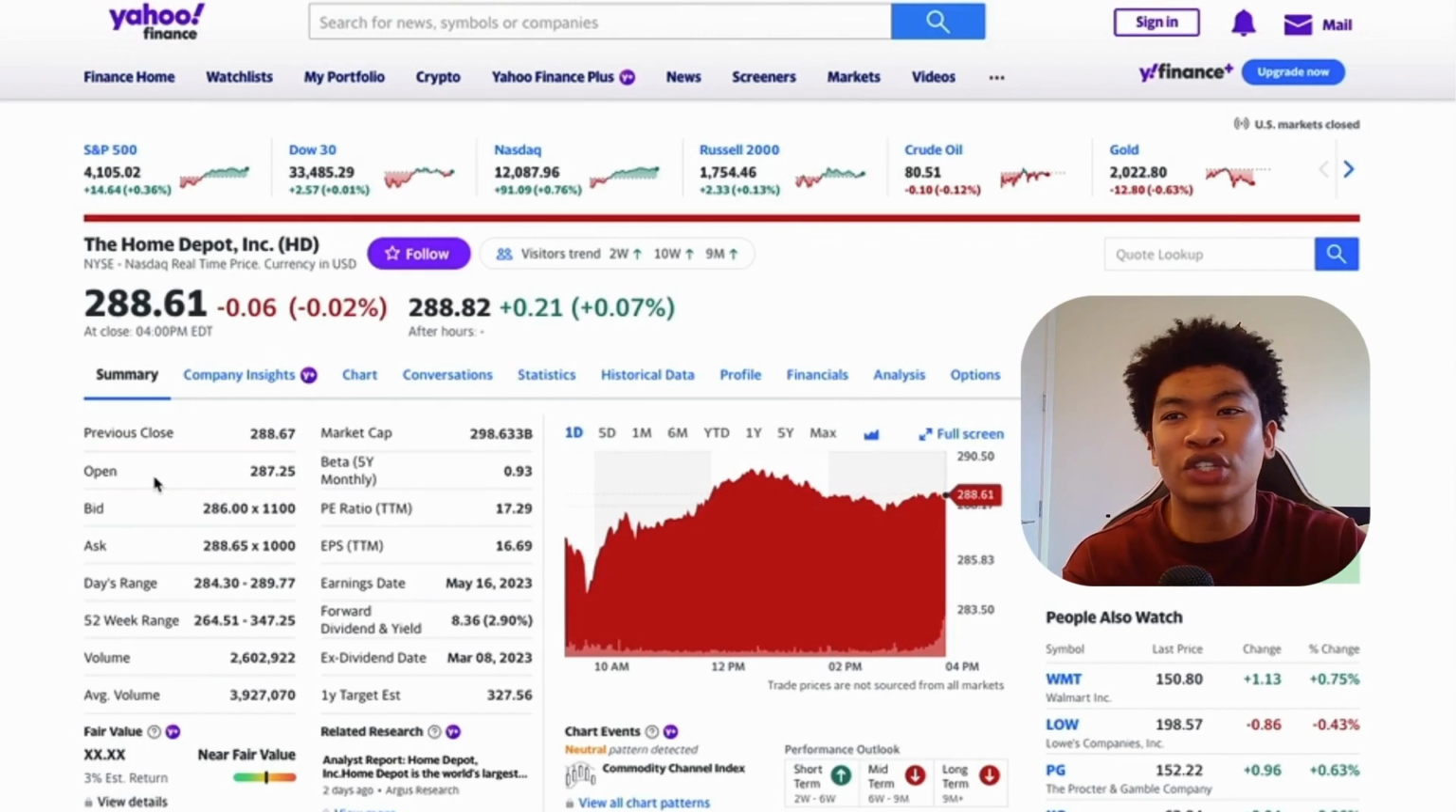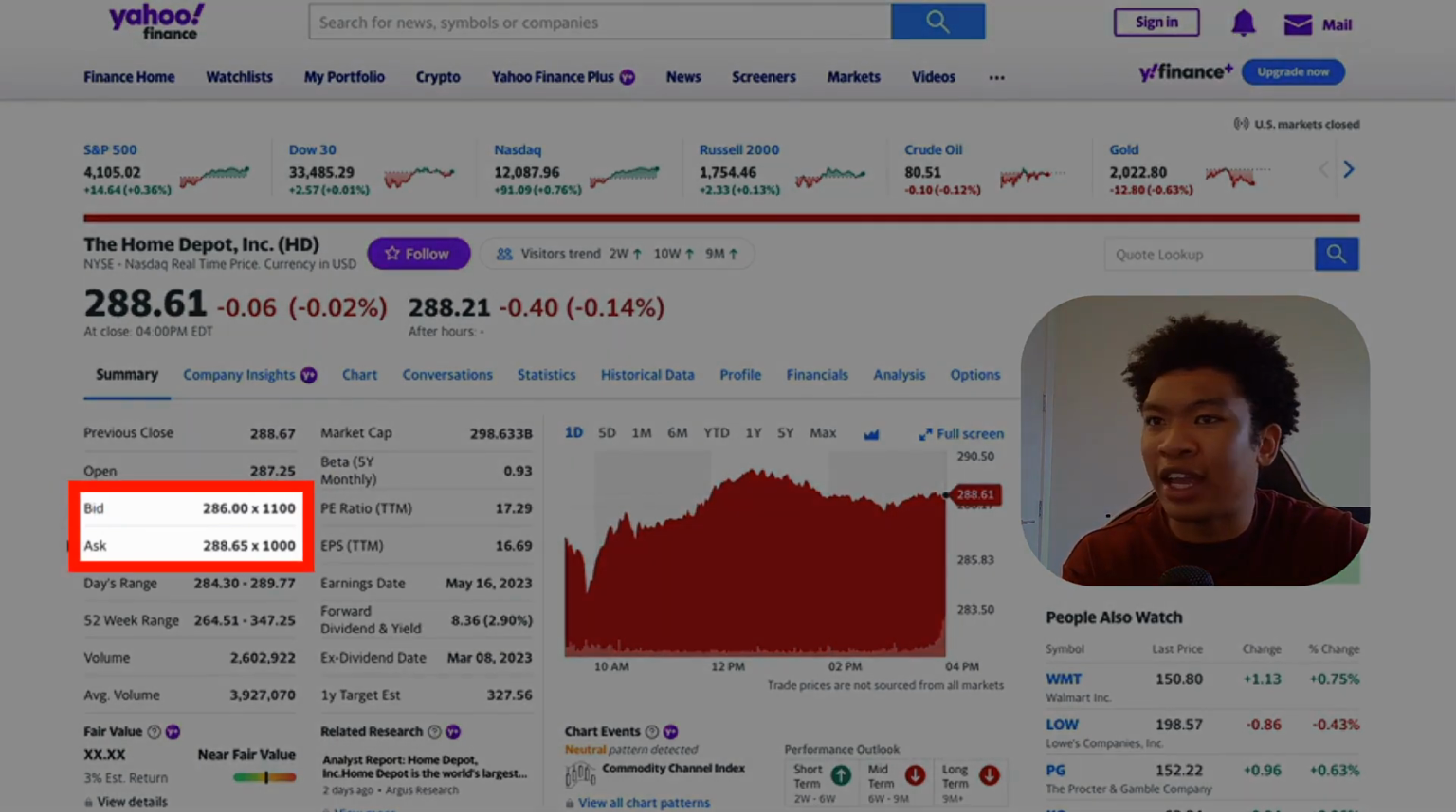to 4 p.m. Eastern. And so this is saying that the stock price was $287.25 when the market opened at 9:30 a.m. this morning. Now moving down to the next two rows, we have the bid and the ask.